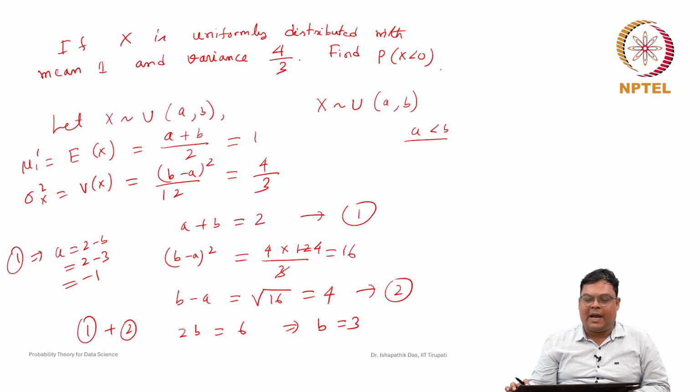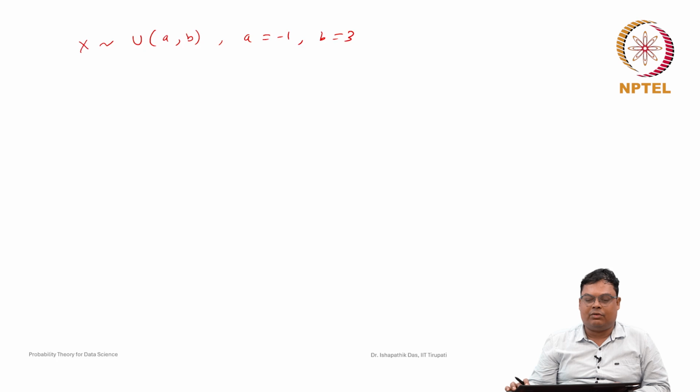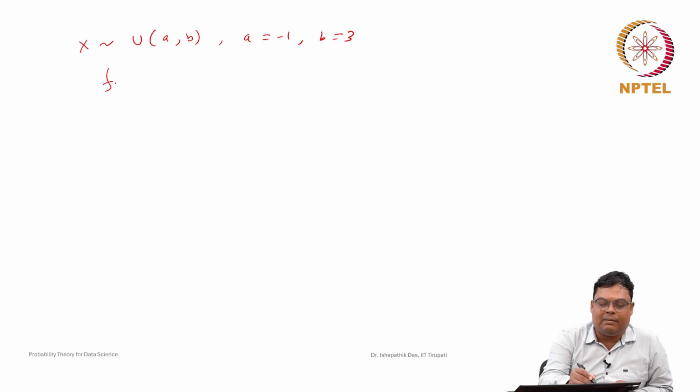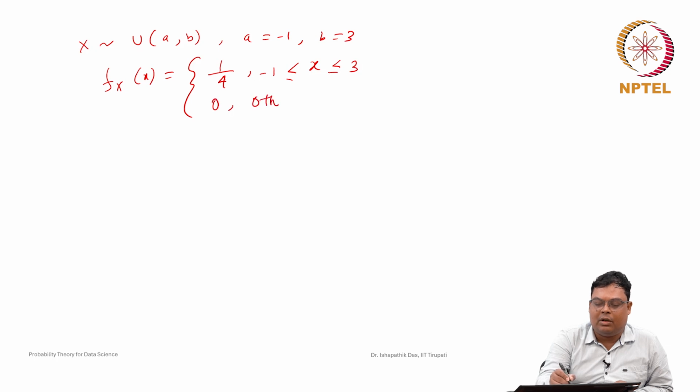Then find the probability that x is less than 0. How can we find that? This density function, we now know, f of x is equal to 1 by b minus a, that is 1 by 4, whenever x is greater than or equal to minus 1 and less than or equal to 3, and it is equal to 0 otherwise.